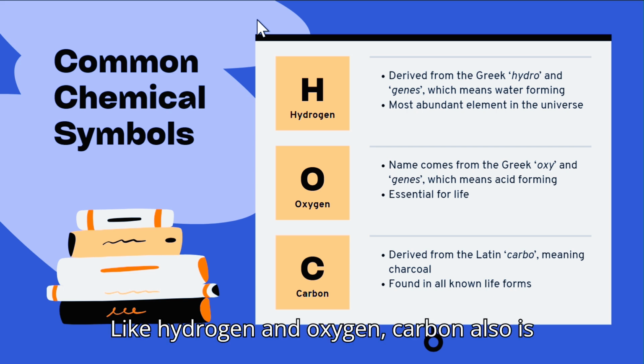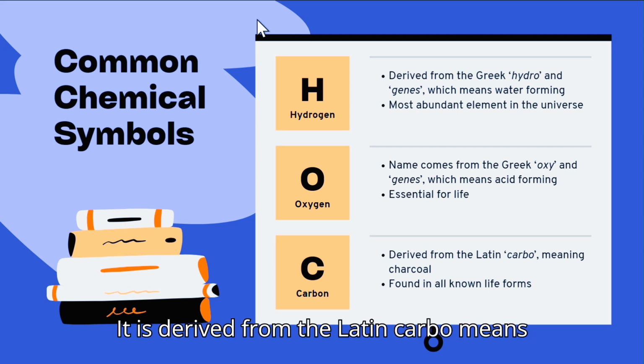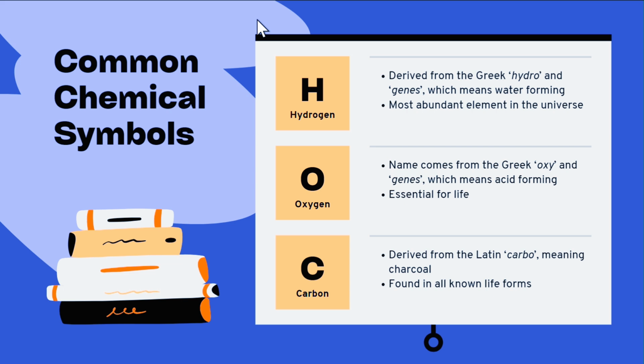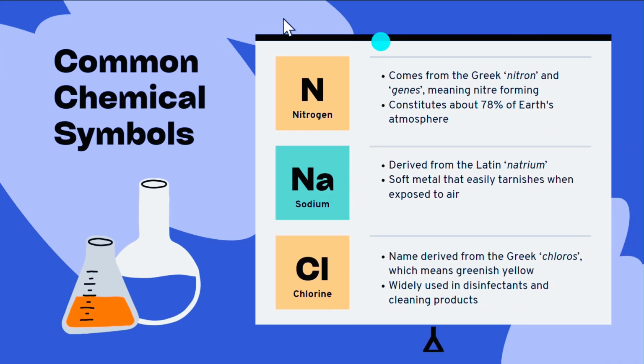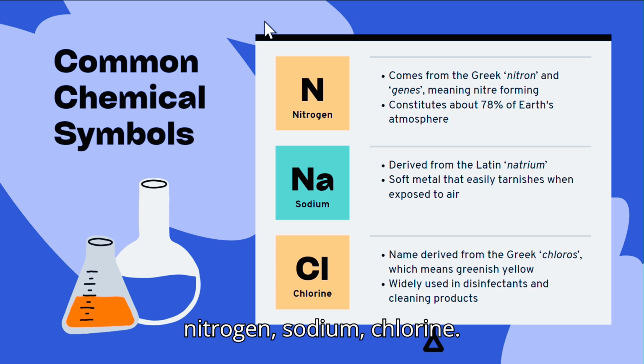Like hydrogen and oxygen, carbon is also represented by a single capital letter C. It is derived from the Latin carbo, which means charcoal. It is found in all known life forms. Other common chemical symbols are nitrogen, sodium, chlorine.